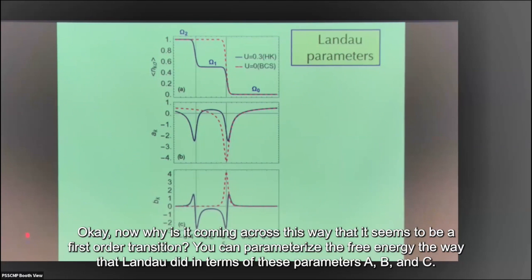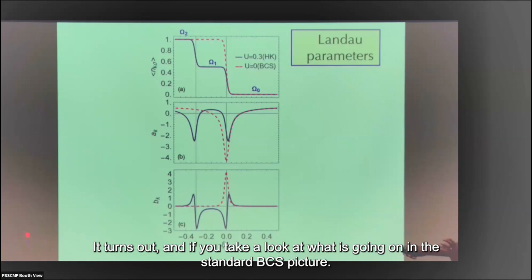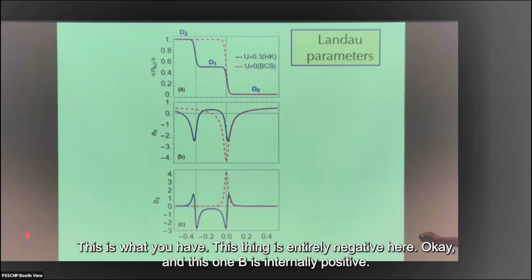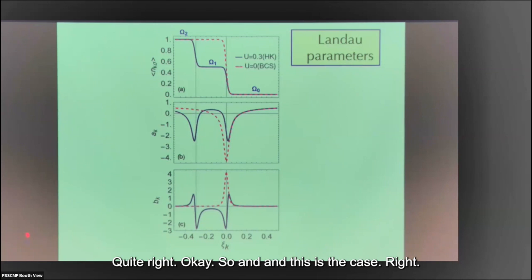Okay, now why is it coming across this way, that it seems to be a first order transition? You can parameterize the free energy the way that Landau did in terms of these parameters A, B, and C. And these parameters will in fact be momentum dependent. Now if you look at the occupancy, 2, 1, and 0, as a function of K, and if you simply look at what is going on in the standard BCS picture, this is what you have. This thing, A, is entirely negative here, and this one, B, is entirely positive. B is the coefficient of the quartic term, A is the coefficient of the quadratic term.